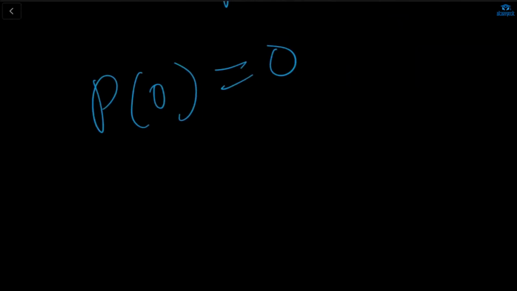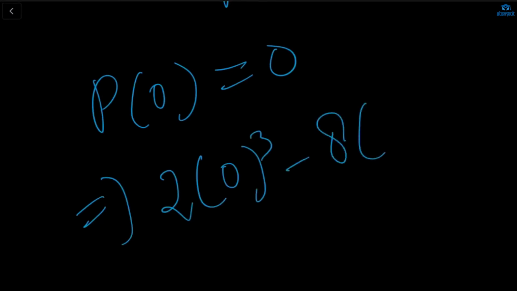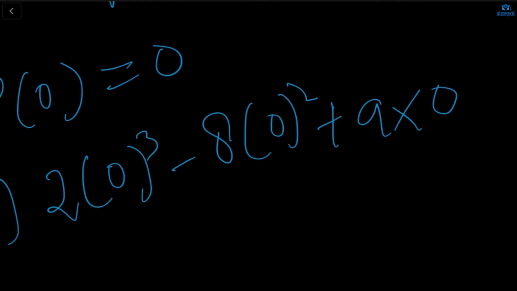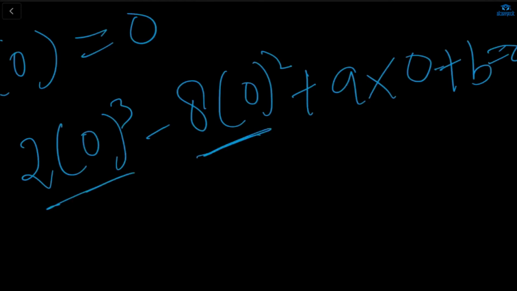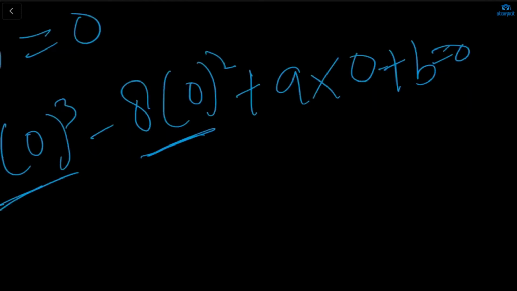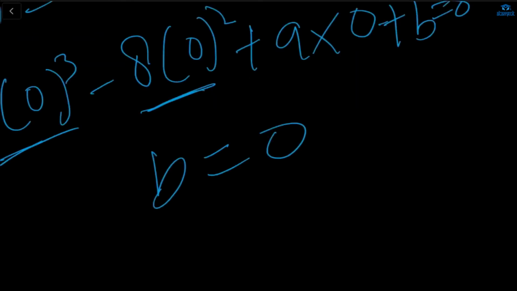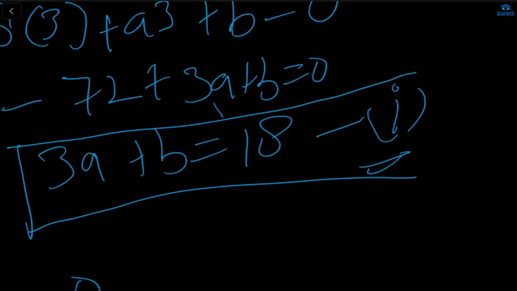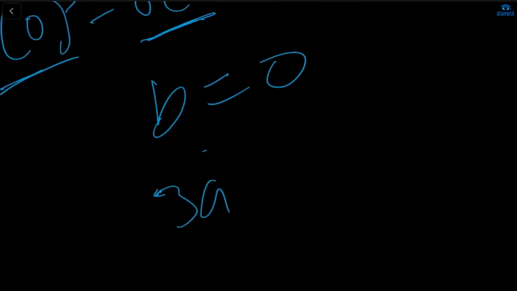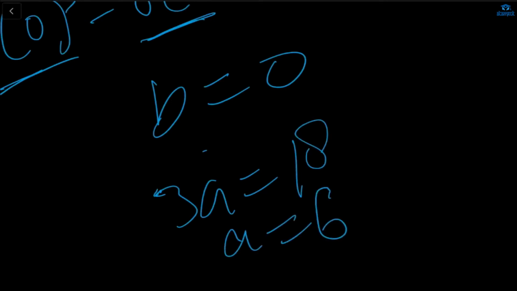We'll put the value of x as 0, which implies 2 times 0 cubed minus 8 times 0 squared plus a into 0 plus b is equal to 0. Now what did we get? This becomes 0, this also becomes 0 because it is multiplied by 0, and a will also become 0 because it is multiplied by 0. So you directly got b is equal to 0. Since b is equal to 0, you can put the value of b in equation number 1, that is 3a plus b is equal to 18. That will give you 3a is equal to 18, that is, a is equal to 6. Understood everybody?